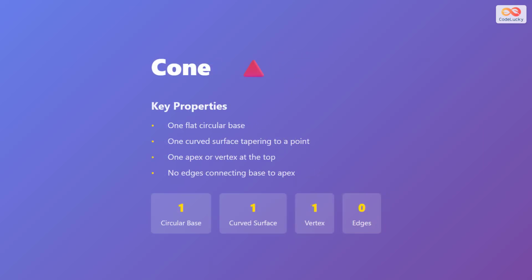A cone is a three-dimensional shape that has one flat circular base at the bottom and comes to a point at the top called the apex or vertex. The curved surface gradually narrows as it moves from the base to the apex. Ice cream cones, traffic cones, and party hats are common examples of cones. Unlike cylinders, cones have only one circular base and 0 edges.